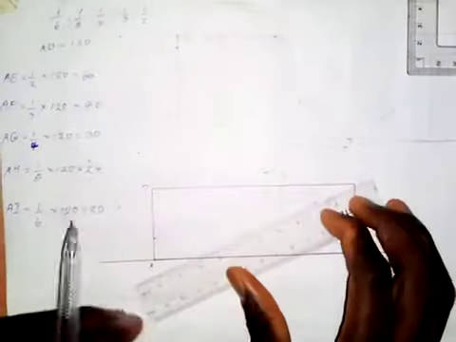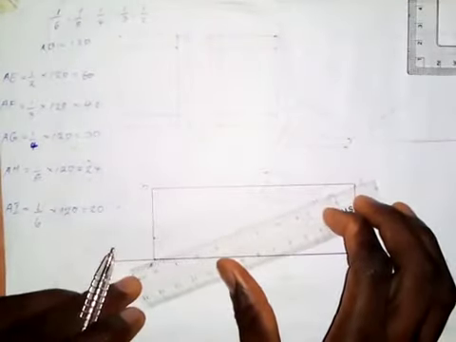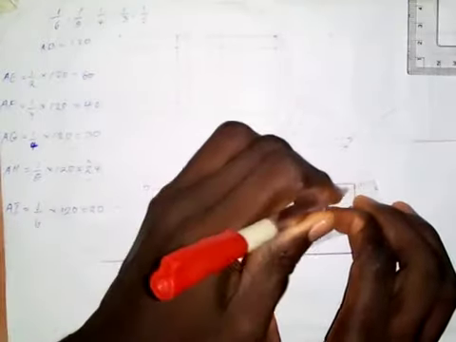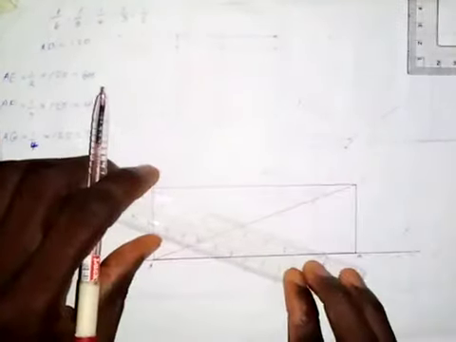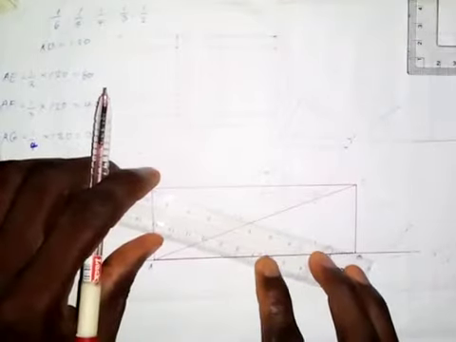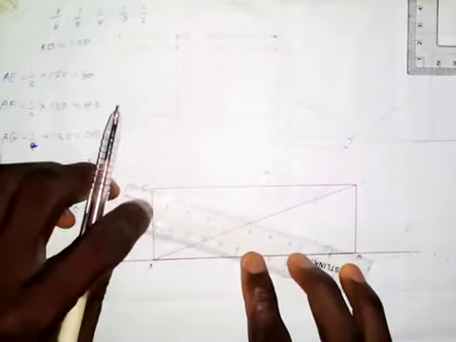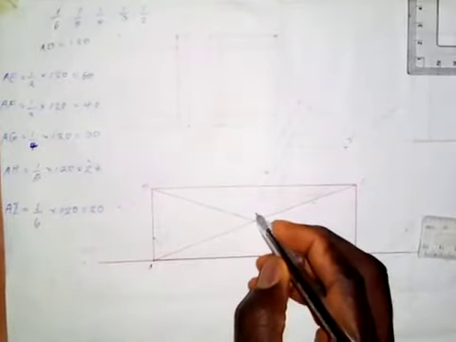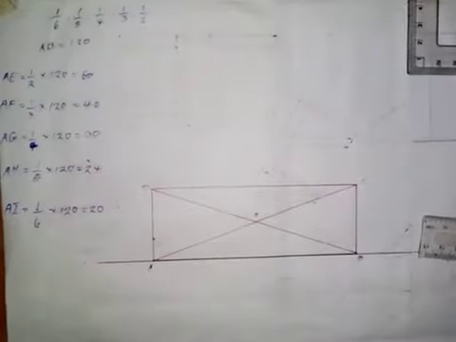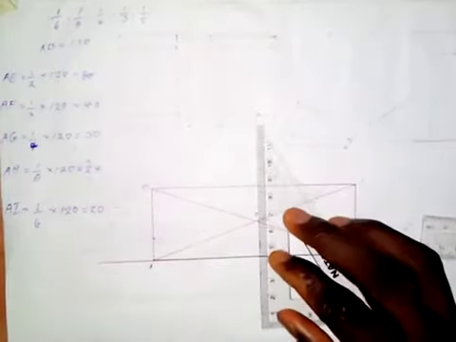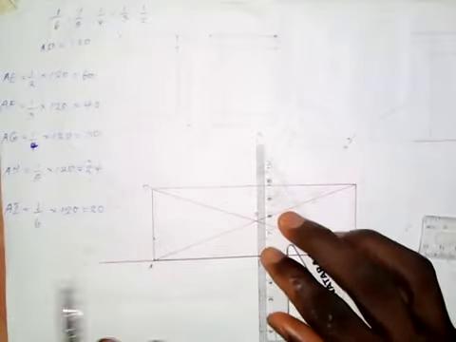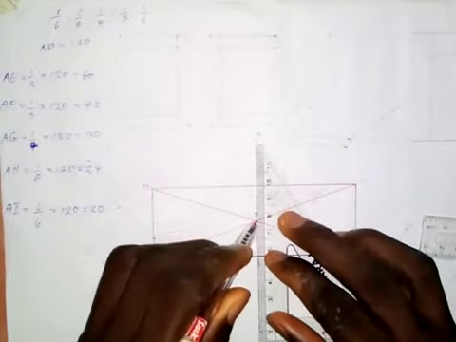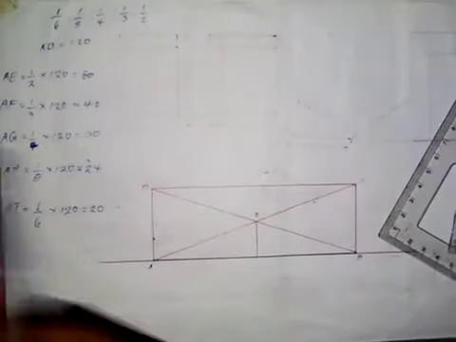The next thing to do is to draw the diagonals. Join AC together like this, and join BC together. These diagonals intersect at O. If I draw a vertical line from O down to AB, this is E.